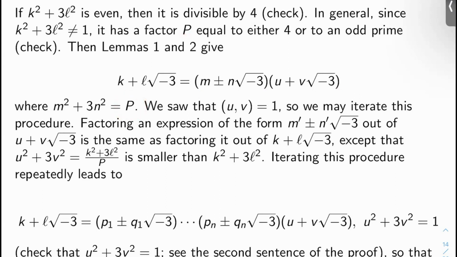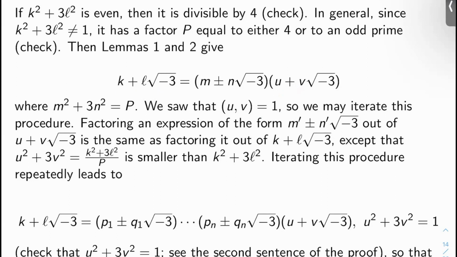Okay, so check that lemmas 1 and 2 give this. It's not hard. We also saw u and v were coprime, and so you can iterate this procedure. You can repeat the process by, instead of looking at k plus l root negative 3, looking at u plus v root negative 3. You need the coprimeness of these integers to iterate the procedure, but you have it already.